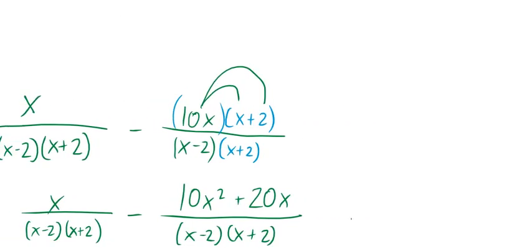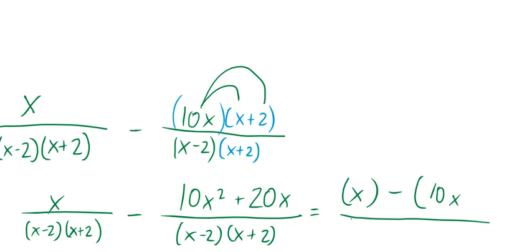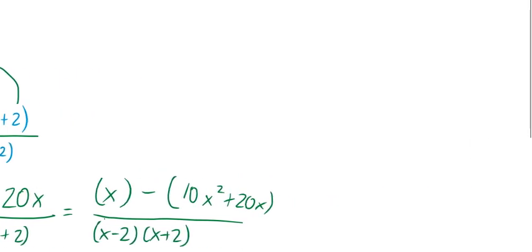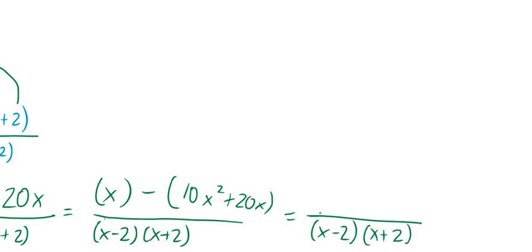I am careful to make sure I do the whole first numerator minus all of the second. In other words, I make sure to use parentheses so that I know to distribute the minus. My denominator stays the same. I have x minus 2, x plus 2, x minus 10x squared minus 20x.